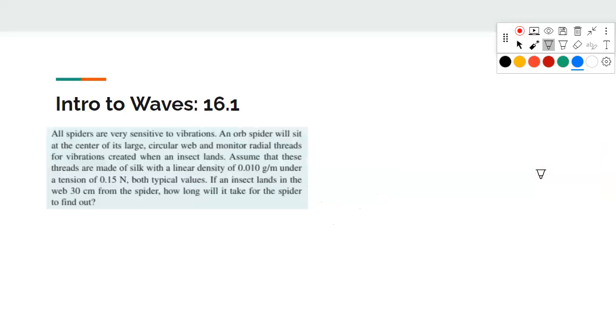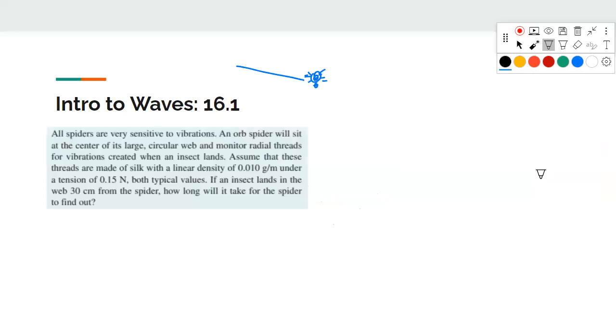And so we can do a practice problem here. So spiders are very sensitive to vibrations, and a spider will sort of sit in the center of its web, where there are a bunch of strings going out from it.